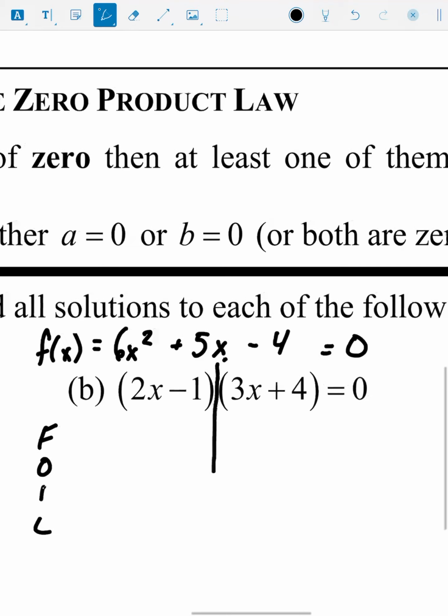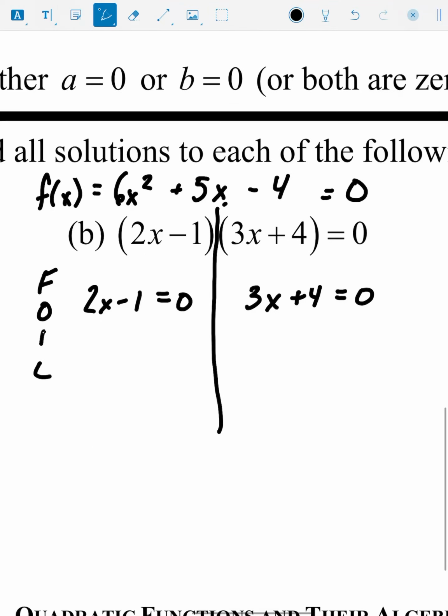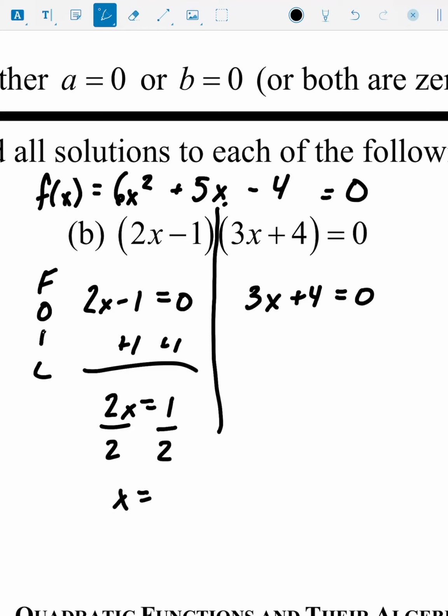Now, I want to find my zeros. I'll set both binomial factors of the original trinomial equal to 0, and then I'll solve. And again, we are looking for our roots, our zeros, our solutions, where it crosses the x-axis so that we can graph it. Now, I'll add 1 to both sides, and I have 2x is equal to 1, divide by 2, and x looks like it's equal to 1/2.